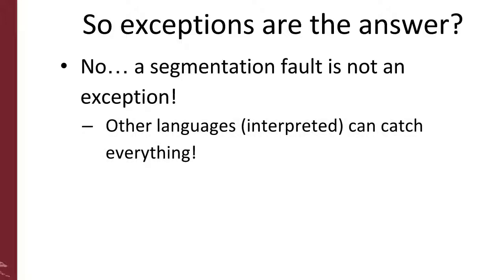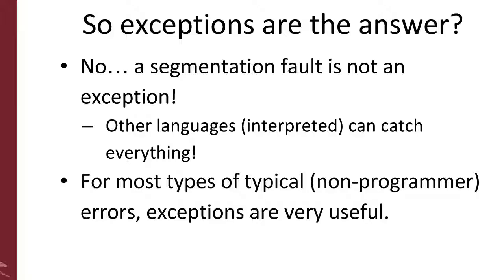Other languages, for example interpreted languages, can catch absolutely everything. That might be Java, Python, or Ruby. A lot of the newer languages have exception handling built into the language, so it works a little bit better. For most types of errors, exceptions are very useful. Like your username and password was incorrect, or the files that you gave my program weren't the correct ones, I'm going to throw an error. But programmer errors, like accessing something outside the array, or dereferencing a null pointer, or doing something incorrect pointer-wise, you can't really catch in C++.